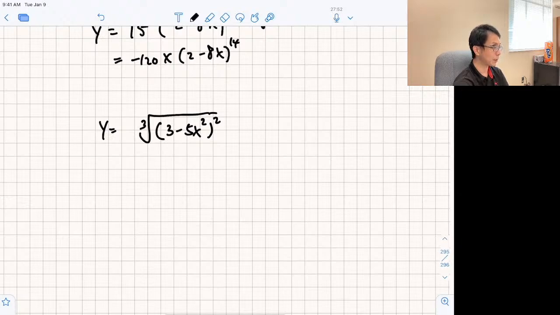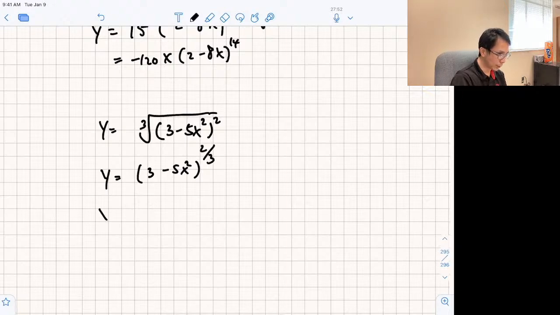So we got a parenthesis, we got a radical. What's the best way to do this? Convert them, right? Can I convert them to a power? So what would be the power? 3 minus 5x squared to which power? 2 over 3, right? So can I take a derivative of this?